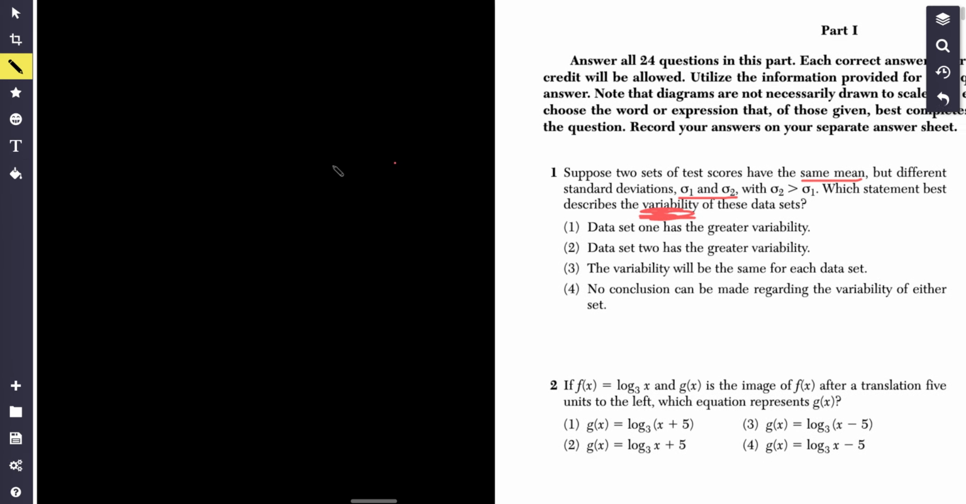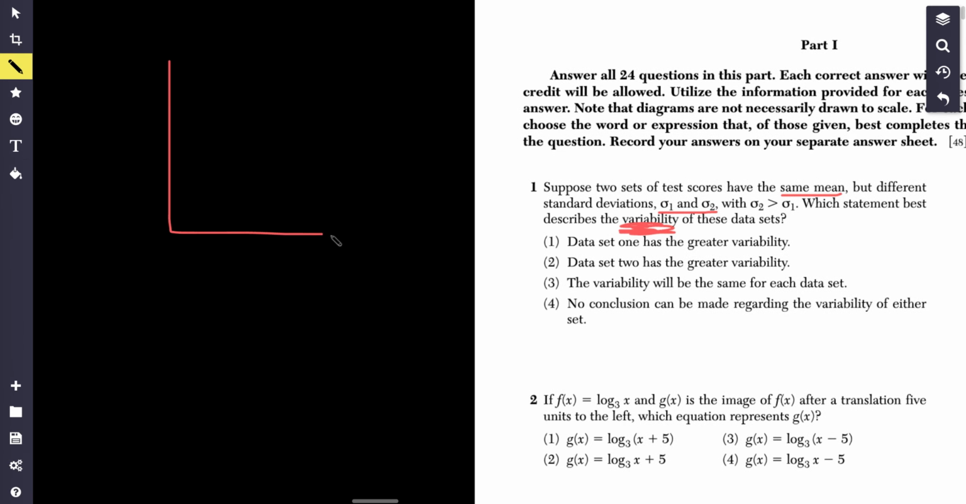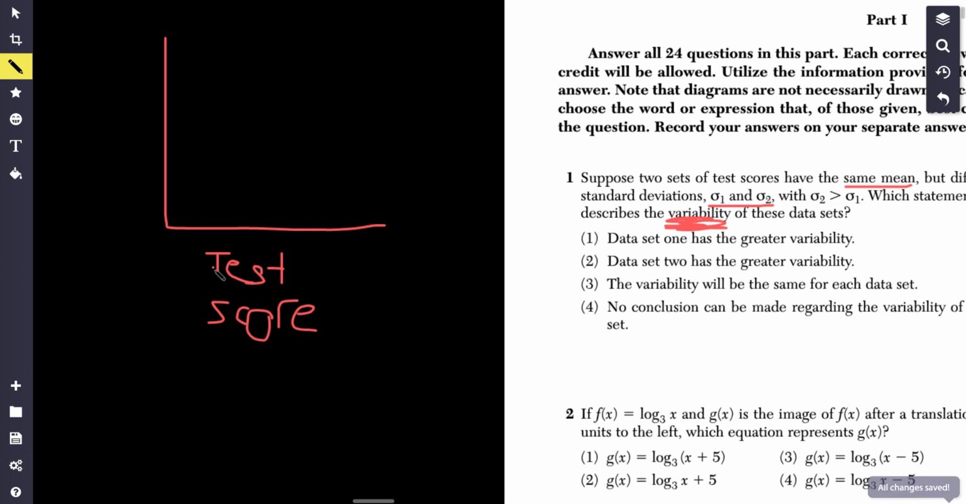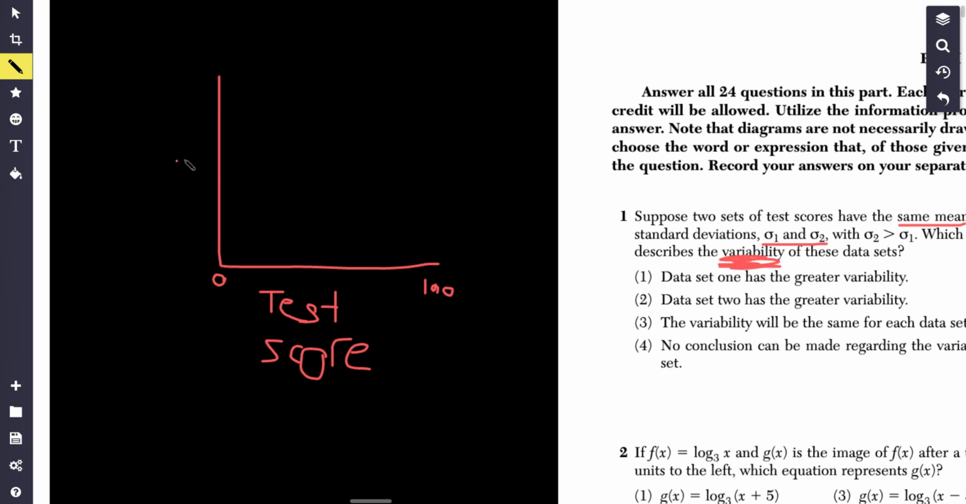Actually, let me just graph this out. So let's say this is your test score. Maybe I'll write test score on the x-axis. I'm just creating a graphical representation of what's going on. So this is our test score from, let's say, 0 to 100%, right? And then on our y-axis, this is going to be the percent of students that have this amount of test score.